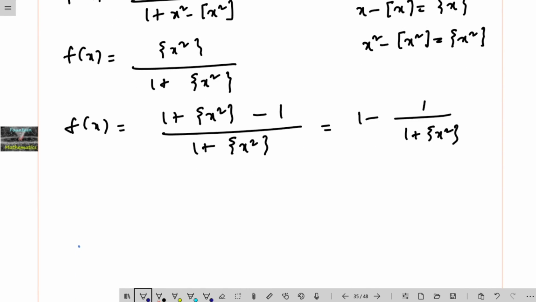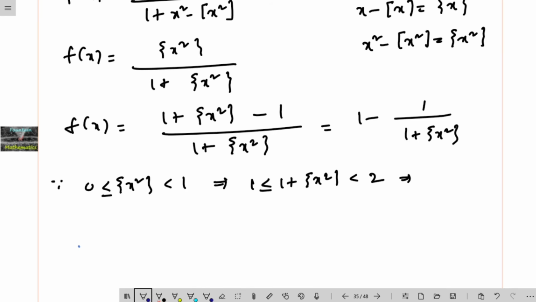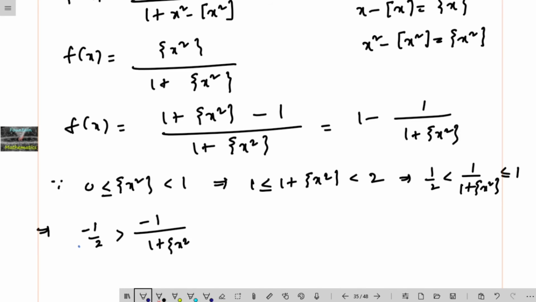So let us keep it aside, and since fractional part of x square lies between 0 and 1, including 0, which implies that 1 is less than or equal to 1 plus fractional part of x square, which is less than 2. Taking the reciprocal, we can consider 1 upon 2 is less than 1 upon 1 plus fractional part of x square, which is less than or equal to 1. And taking the negative, the inequality will change: minus half is greater than minus 1 by 1 plus fractional part of x square, which is greater than or equal to minus 1.